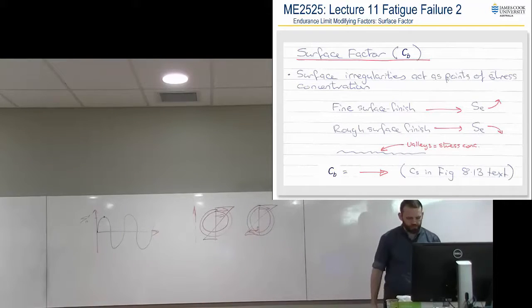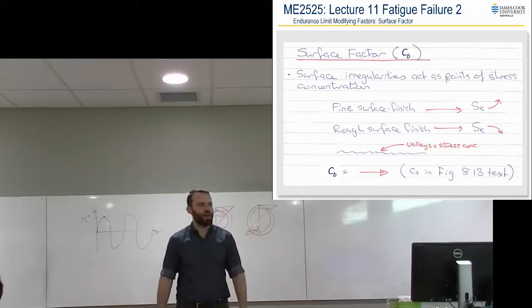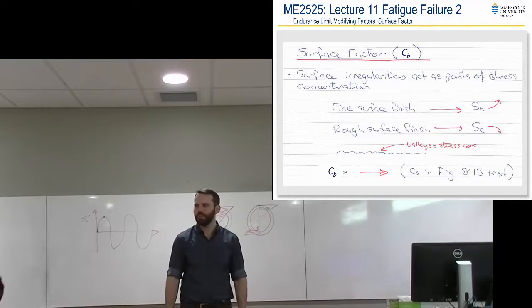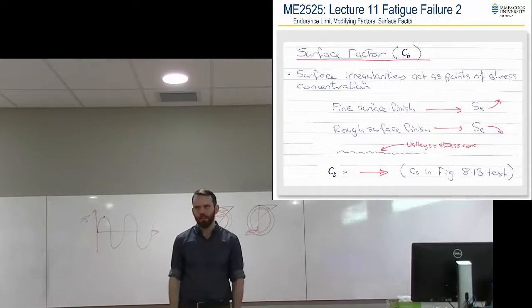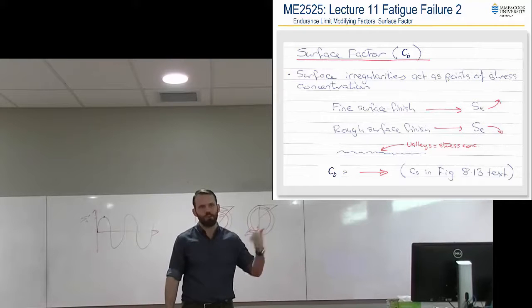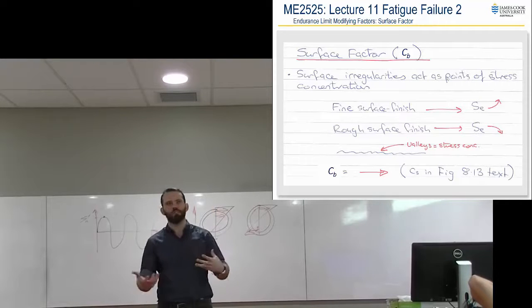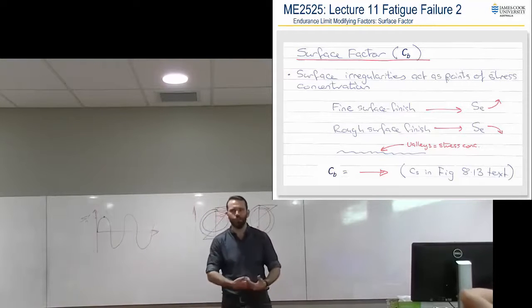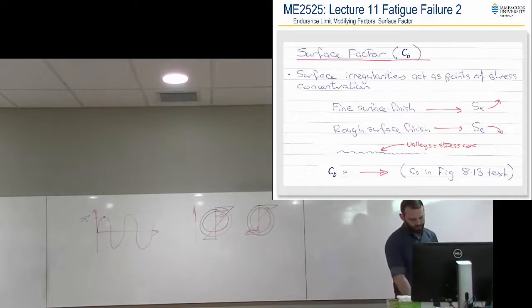Alright, surface factor. Surface factor is easy to understand. Rough surface bad, smooth surface good. Yeah? Rough surface, lots of peaks and troughs and valleys, and any number of those could be a big stress concentration on a microscopic level and cause a crack. Bad. Our experiment is done with a mirror polish. Good. So if you don't have a mirror polish, you need to have some sort of a factor that accounts for the extra badness that is your surface finish. And that's effectively what this does.